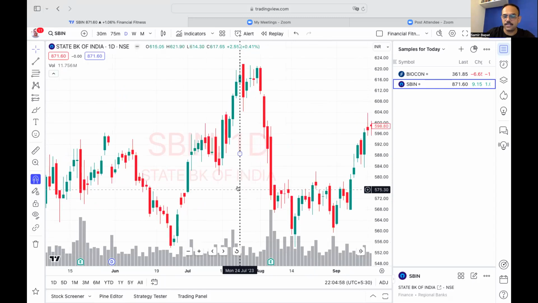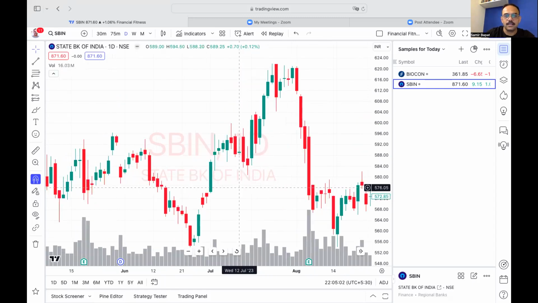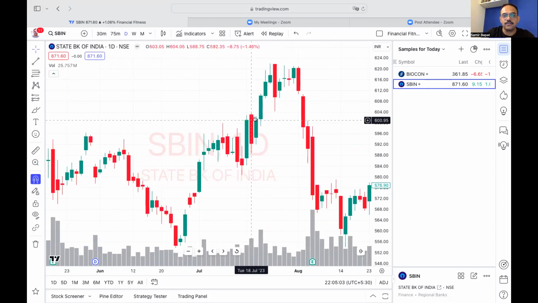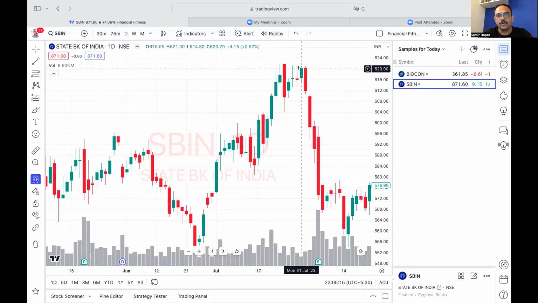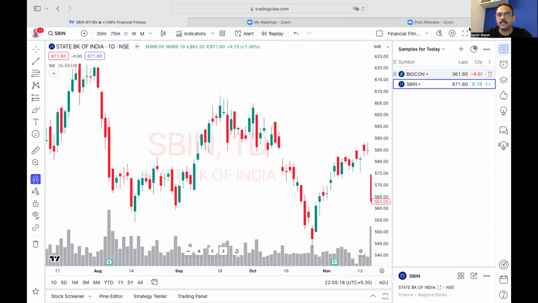Same is here, if you see. As it went here, wicks are smaller, upper wicks are smaller, it went up. Suddenly you will see the upper wicks start becoming longer. Once you see that, be cautious. Okay, so this is one example.